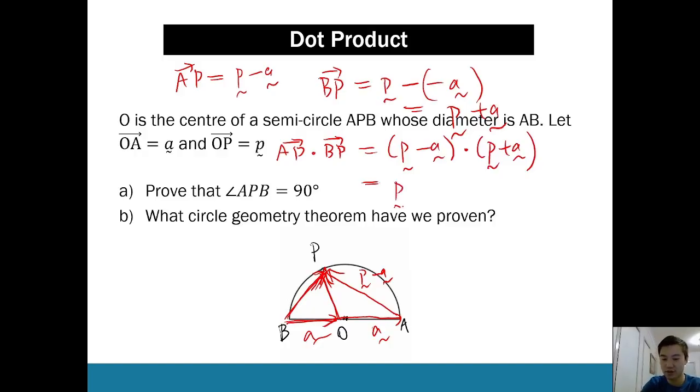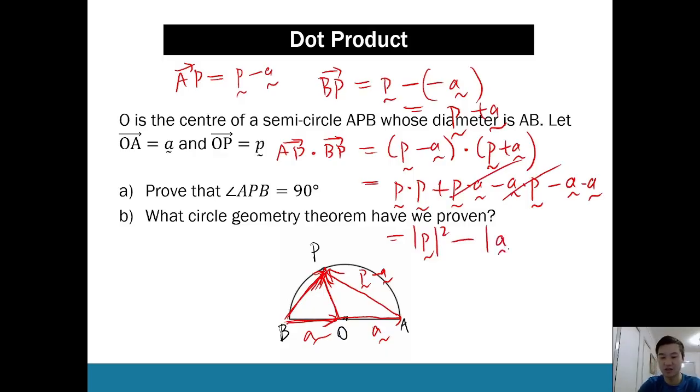So this will be the dot product of P with P, plus the dot product of P with A, minus the dot product of A with P, minus the dot product of A with A. So this will be the magnitude of P squared. Using the commutative law, these two things are equal, so when we subtract them from each other, they'll cancel. And then the dot product of A with itself is going to be the magnitude of A squared. So we have these two results now.